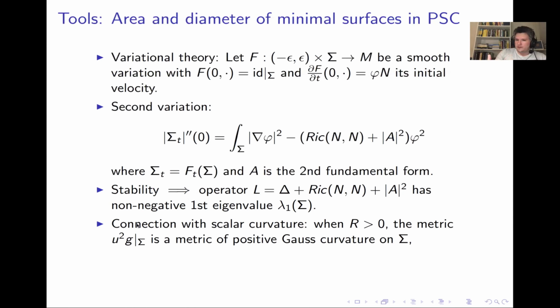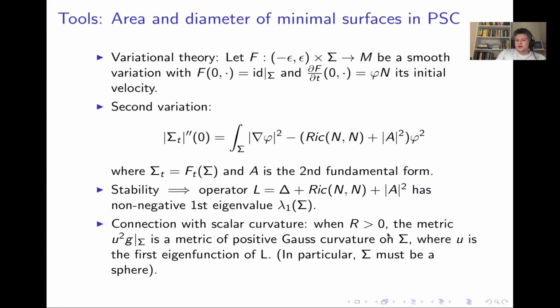So if the ambient manifold has positive scalar curvature and I look at a minimal surface, then that minimal surface also admits a metric of positive scalar curvature. In this case the dimension is 2, so it's also positive Gauss curvature. That's the fundamental connection that was found by Schoen and Yau. So in particular, the topology of sigma can only be a sphere, or else it wouldn't admit a metric of positive Gauss curvature. Okay, so this is how that fundamental observation of Schoen and Yau is actually proven.